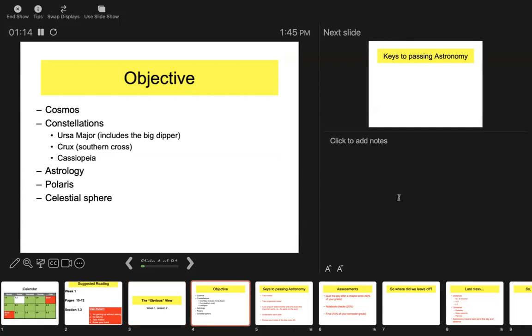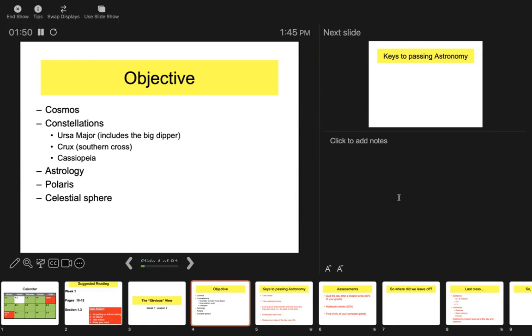All right, we're going to learn these words right here. All of these. How many of these do you understand right now? Cosmos, you've heard the word. Anybody know? Nobody? Constellations. We're going to talk about these constellations. What are these? Because they're important to know. Anybody know? Ursa Major, the Crux, and Cassiopeia. They sound like they're important for humans. Astrology, you've heard about Polaris? Celestial sphere. Isn't Polaris part of the reasoning for true north?